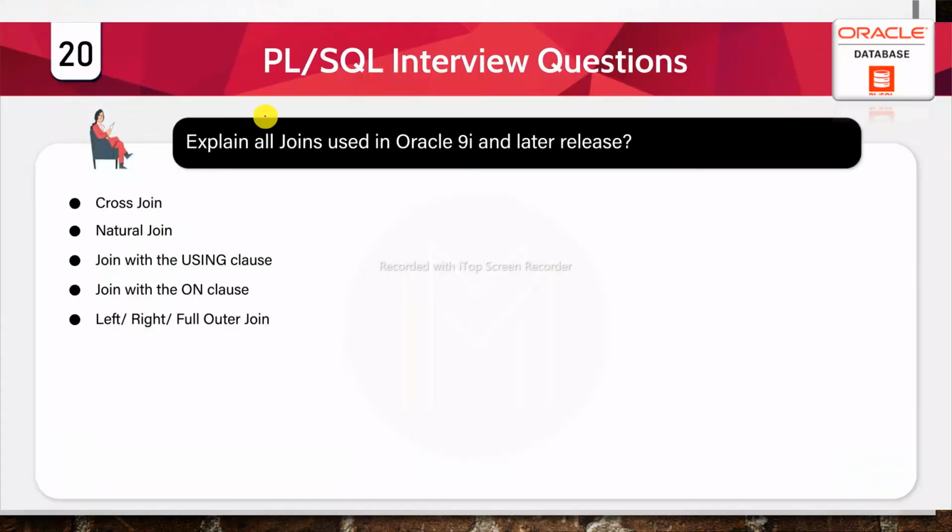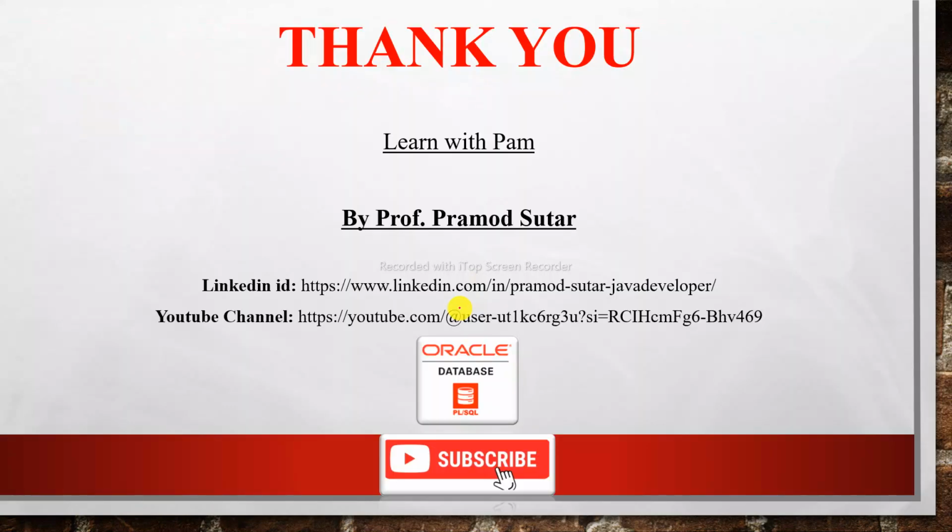Next question, the last question we have: PL/SQL, explain all joins used in Oracle 9i and later versions. All these joins we have covered in the previous slide: cross join, natural join, join with using clause, join with on clause, left, right, and full outer join. So I hope this part is pretty much clear.